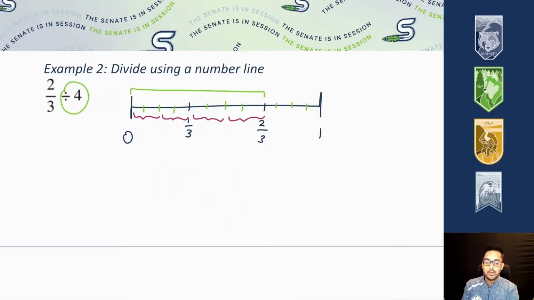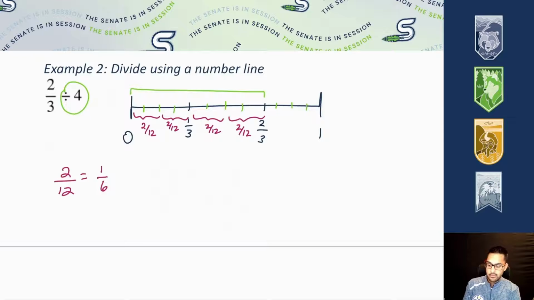Okay, so each of those parts of 4 contain 2 out of the 12 total sections. 2 out of 12. Okay, so 2 out of 12 is how big each group is going to be, and if I reduce that, it ends up being 1/6.